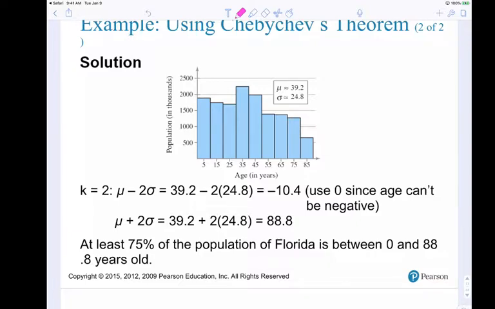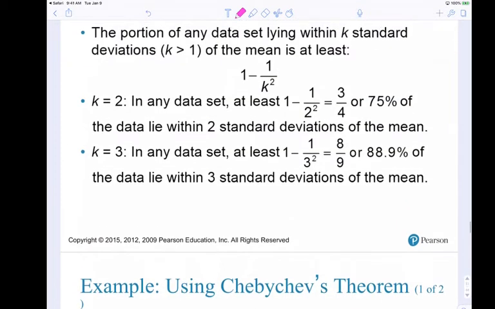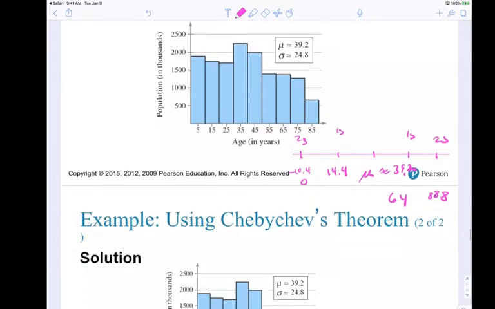The theorem, again, they gave us the k they wanted to start with. We plugged that in, and it's telling us something about how the population behaves. When it's 2, we got 75% of the data within 2 standard deviations. With 3, we get 88.9% within 3 standard deviations. That's okay? All right, I'm going to move forward.